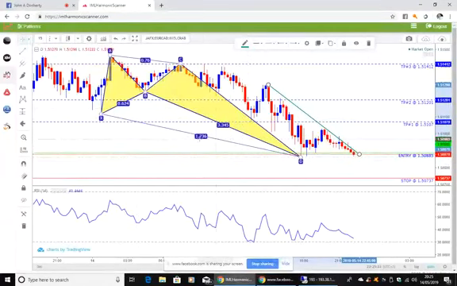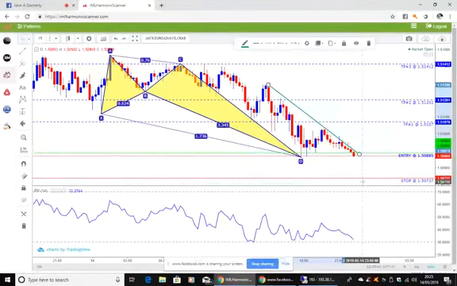And on this pattern, it's for the Euro card, 15 minutes. It's a crab pattern. And what it does is it gives you this sort of harmonic pattern, and it gives you a trade idea. So the trade idea is an entry point, a stop loss, a take profit 1, a take profit 2, and a take profit 3.